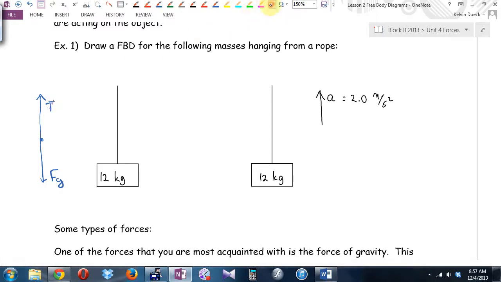Come on. My pen has been acting up all week. Tension.